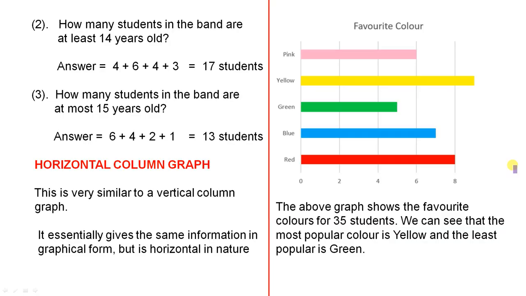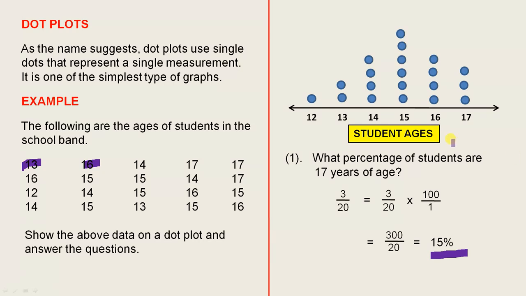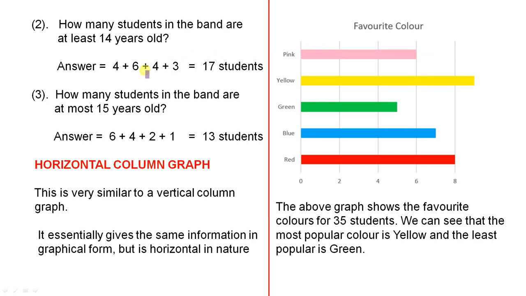How many students in the band are at least 14 years old? At least 14 years old. So I'll go back to the graph. At least 14 means 14 and above. So you just add those 4 numbers. We have 4 plus 6 plus 4 plus 3. They were the numbers. So that gives us 17 students.